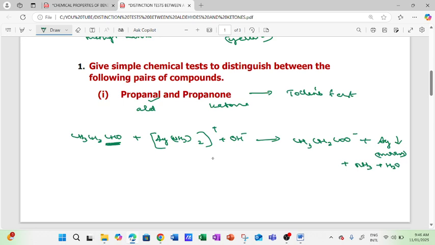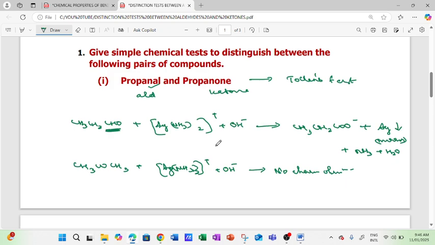But when you take propanone, CH3COCH3, and do the same reaction by adding silver nitrate, [Ag(NH3)2]+, plus OH minus, there is no characteristic observation. You will not get the observation. No characteristic observation or no characteristic reaction. This is how we can present the answer. So the name of the test must be written in the answer.